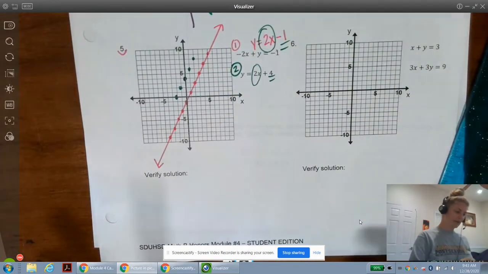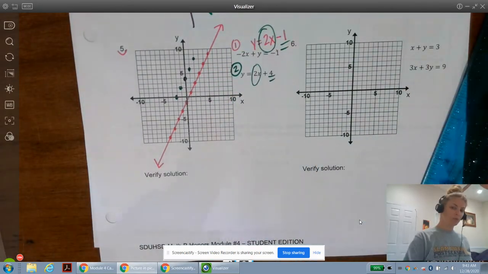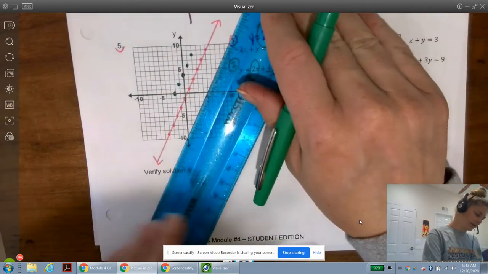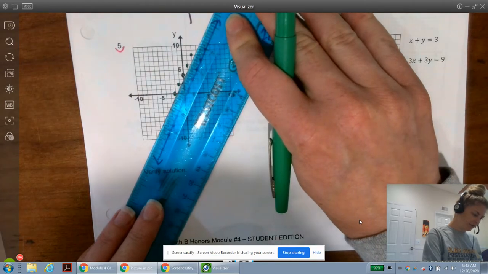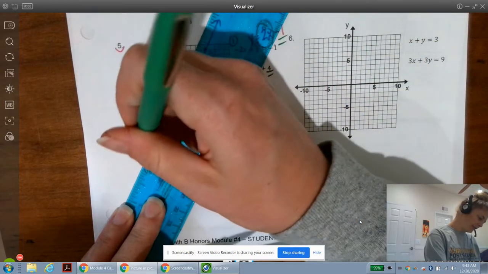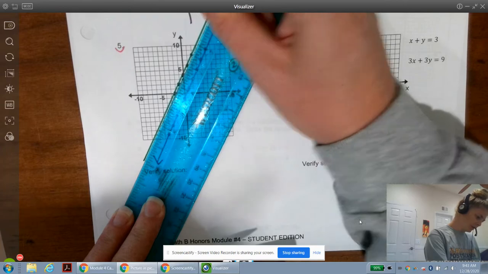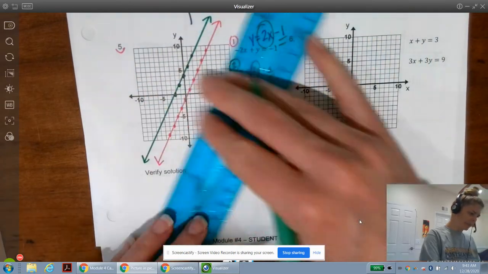Here we go. I think that's enough because I already know it's parallel. A quick tip when I'm graphing parallel lines: I'll line my ruler up with the line I already graphed that's parallel, and then just translate my ruler over so that it really looks super parallel.